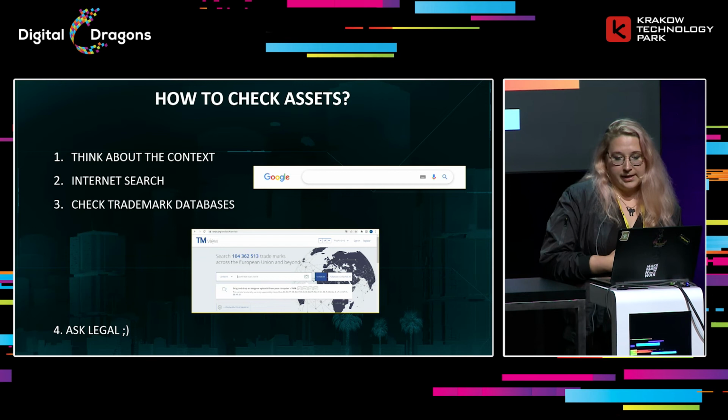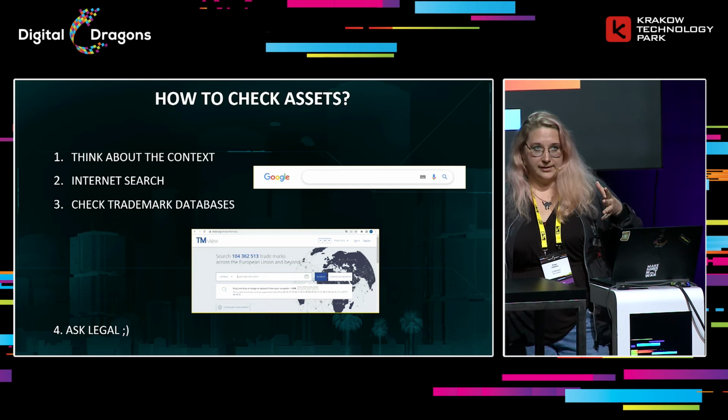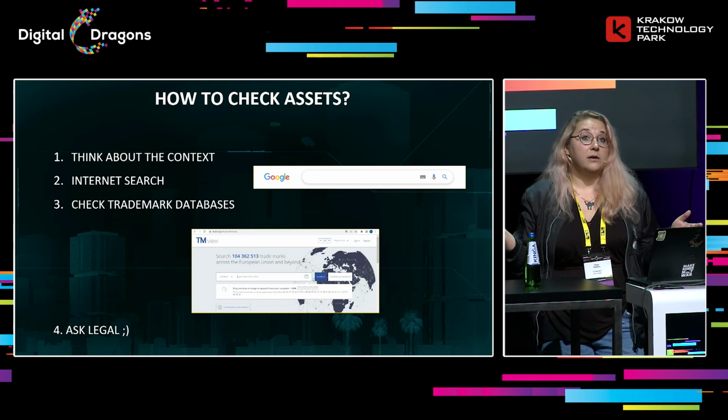And secondly, I highly recommend conducting an internet search. So check as much information as possible about the object you want to recreate, if it's a real-life object, real-life brand, real-life building. Because it might occur that it is no longer protected by copyright.